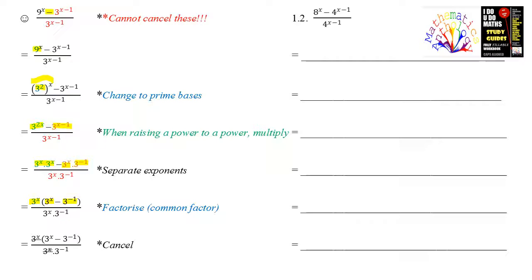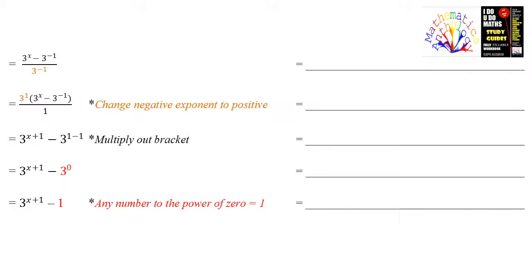I can now cancel off the 3 to the power x from the top and bottom, and I'll be left with 3 to the power x minus 3 to the power negative 1 all over 3 to the power negative 1, and that is going to be my final answer there. I can't simplify that any further. My apologies, I have simplified this further.